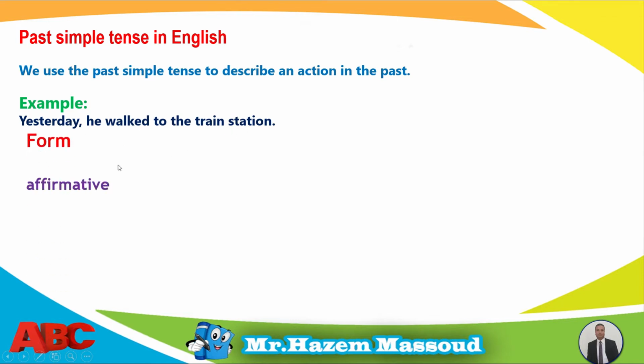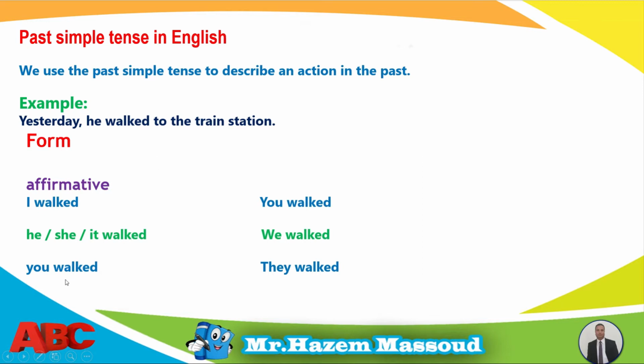How can I form the past simple tense in affirmative? For example, I walked, you walked, he, she, it walked, we walked, you walked, they walked. So the form is subject plus the past simple form of the verb. For most regular verbs, I add ed to the verb to make the past simple.